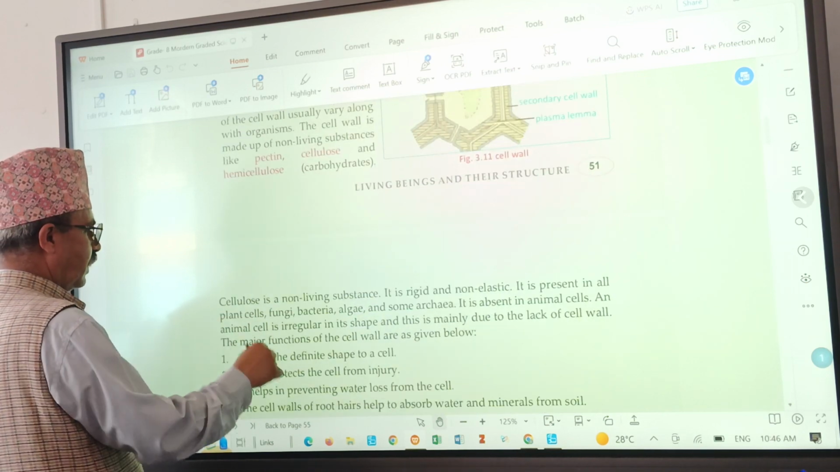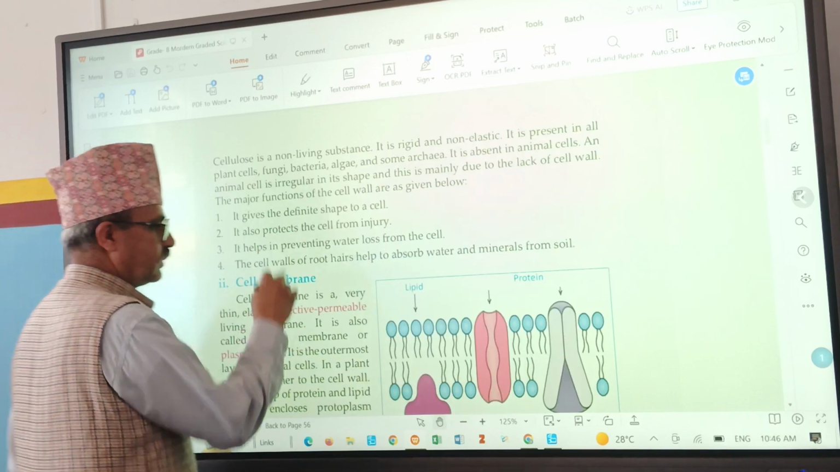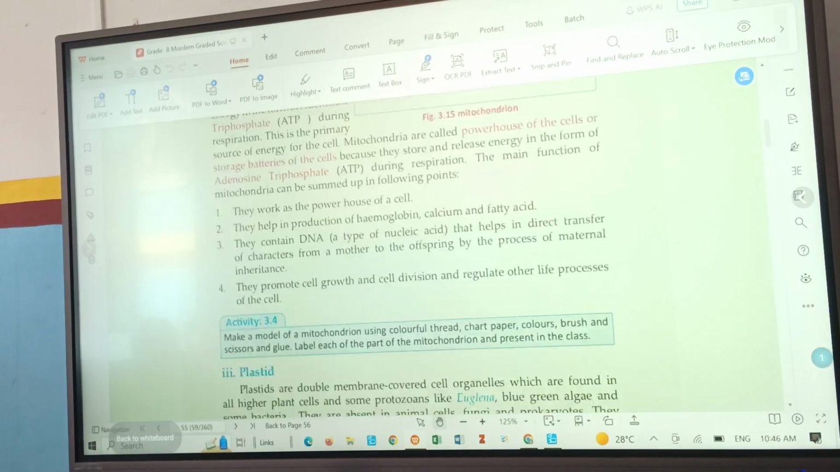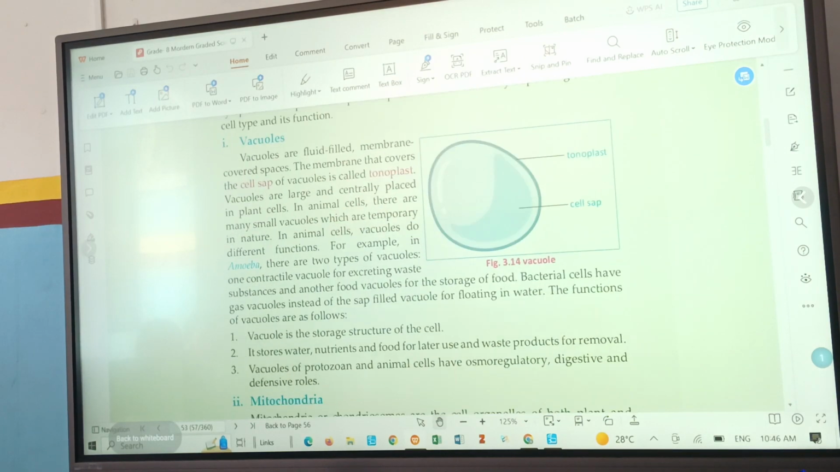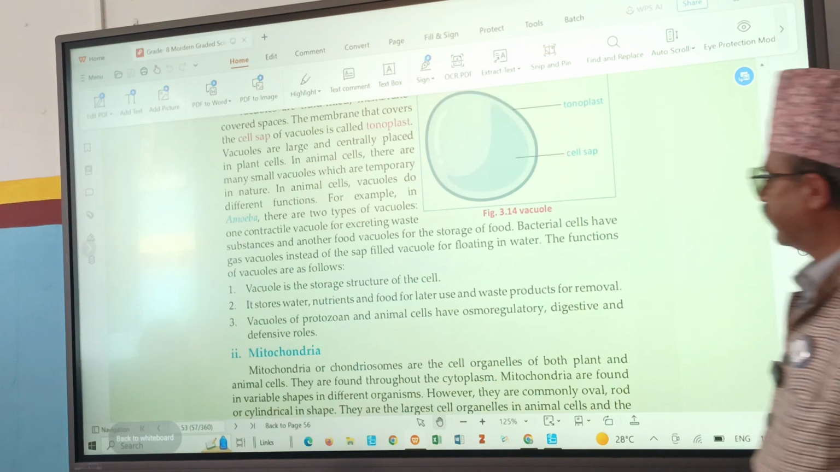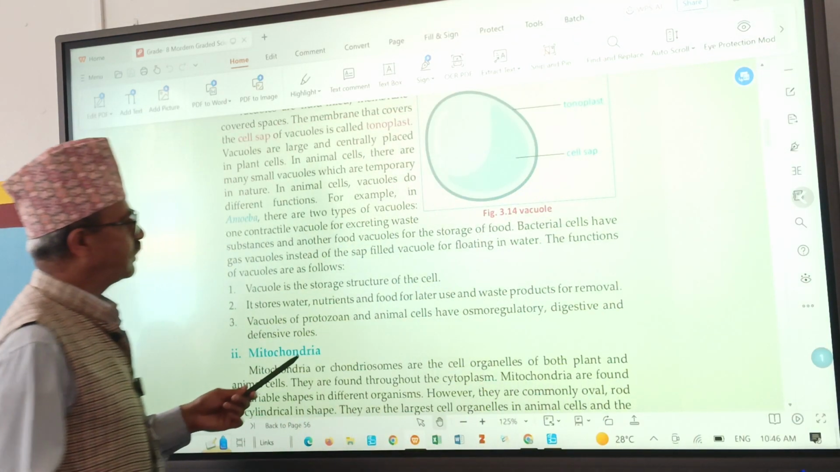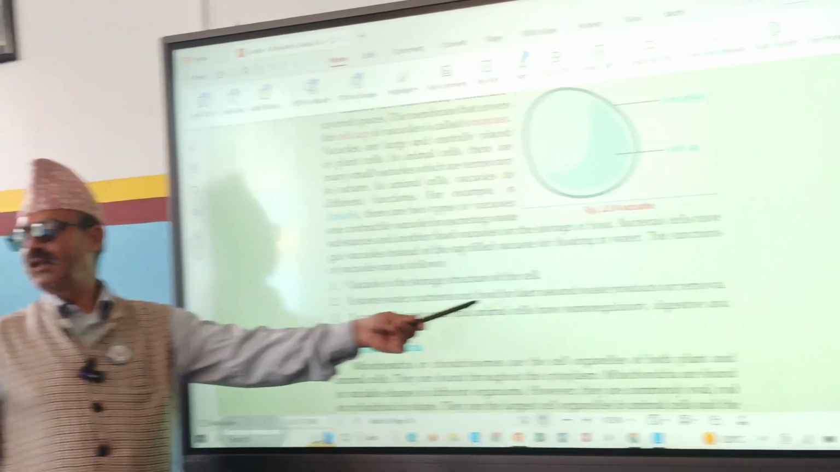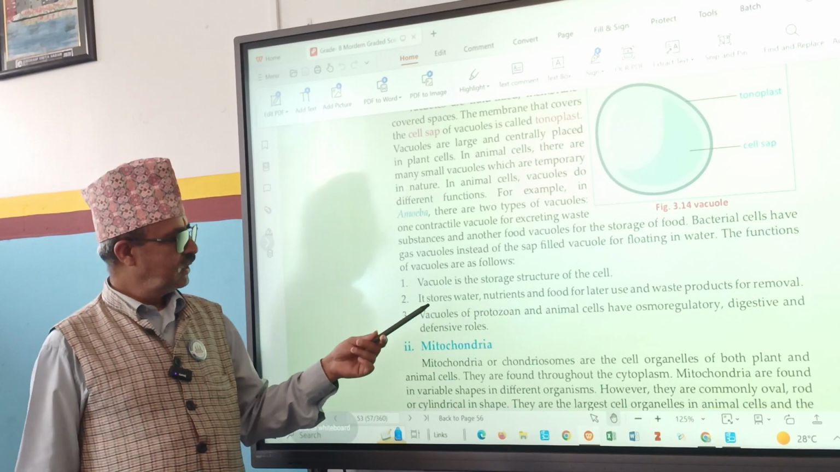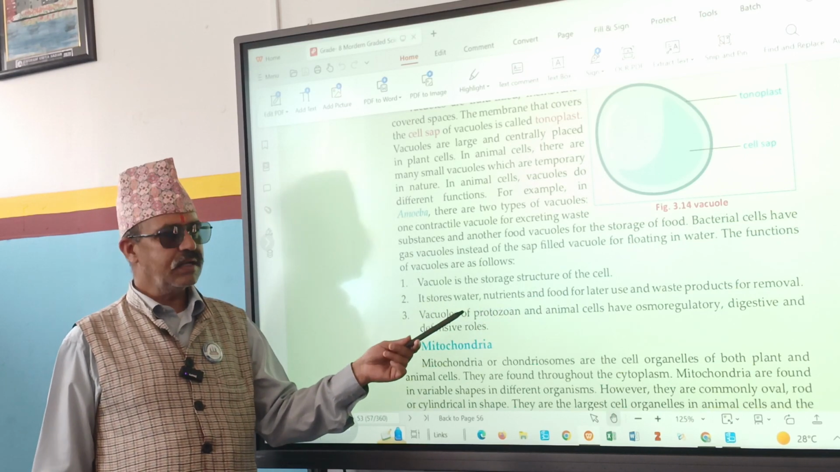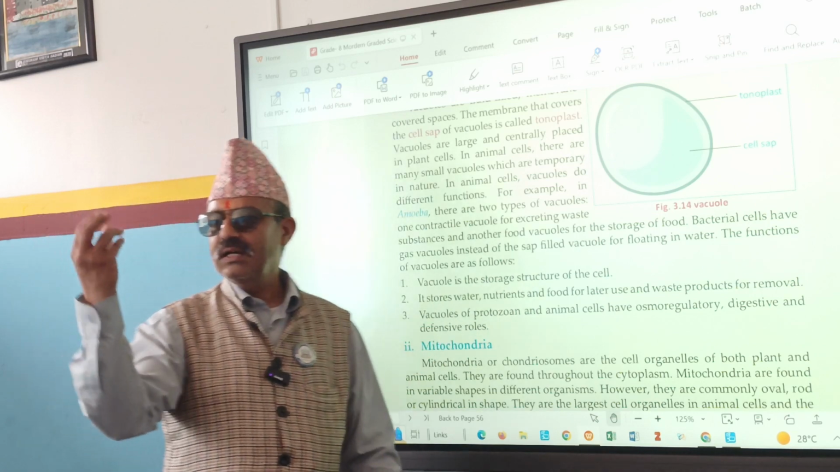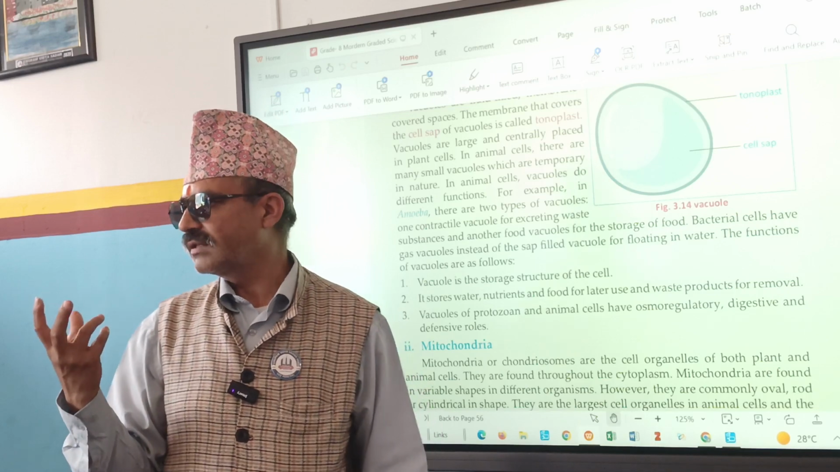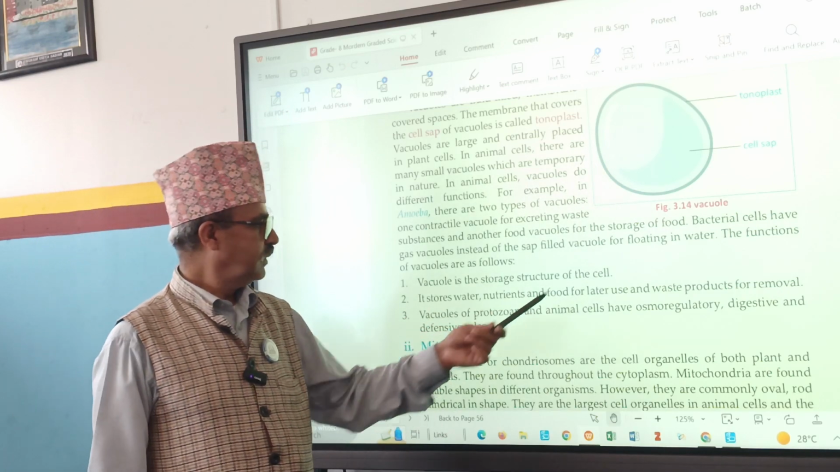Parts of the cell. Vacuole is given here. So here are given some functions of the vacuole. What are they? Vacuole is the storage structure of the cell. It stores various substances. What things are stored? Water, nutrients. Nutrients means carbohydrate, protein, mineral, fat, water, etc. Water already there, and food for later use.